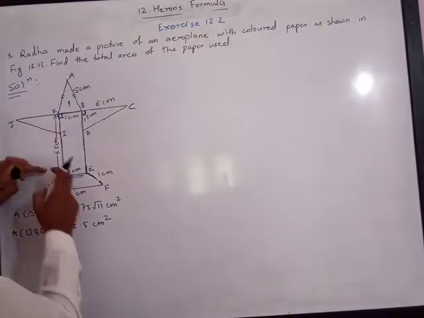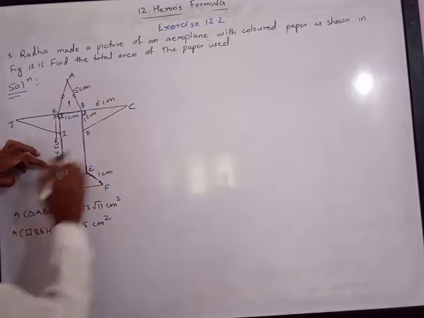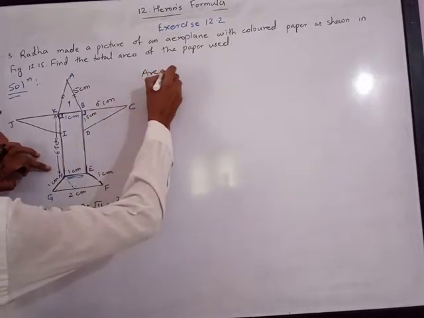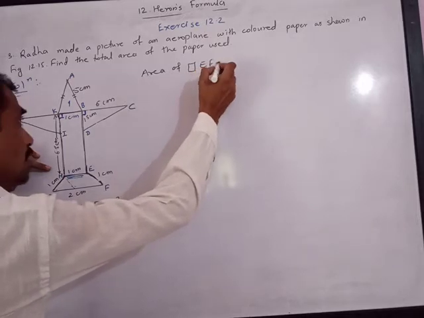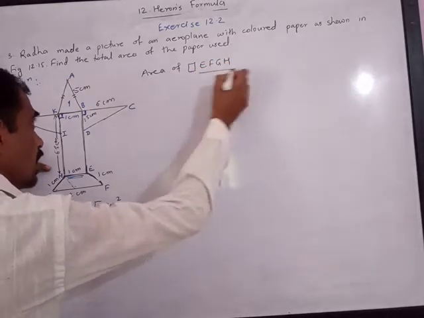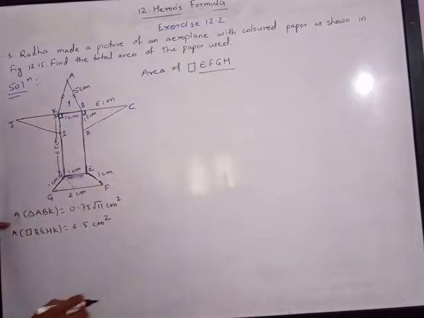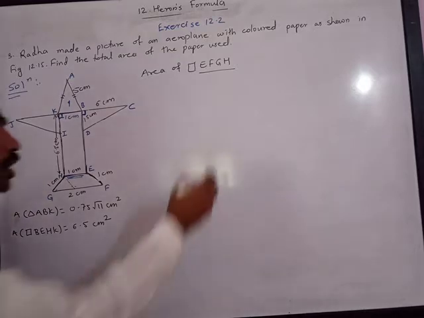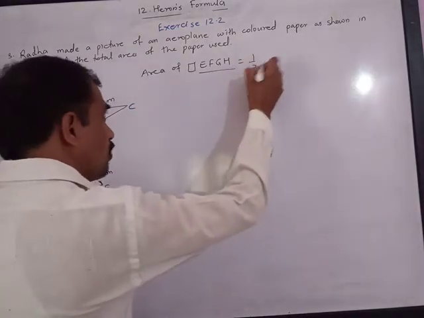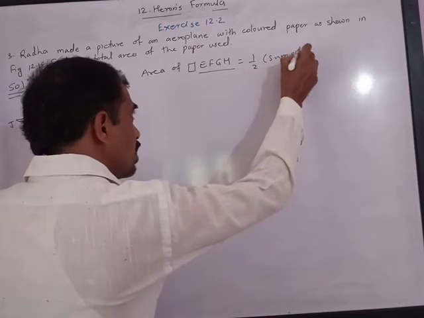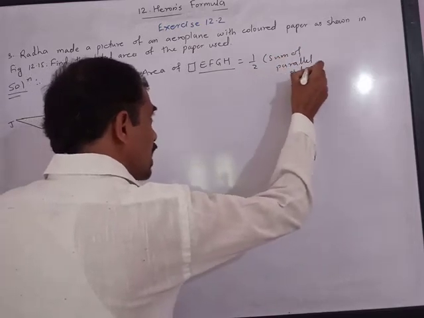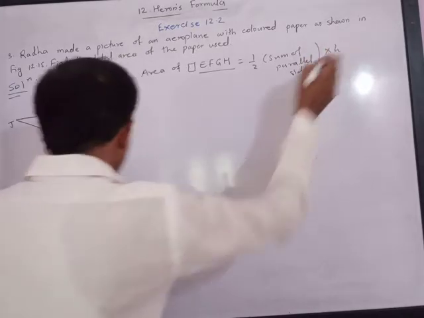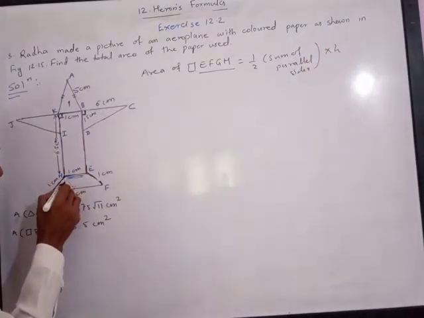Now let us find the area of quadrilateral EFGH. Please note, here it is a trapezium. The area of a trapezium is equal to half into the sum of parallel sides into height. Please note, we are not given the height of this trapezium.